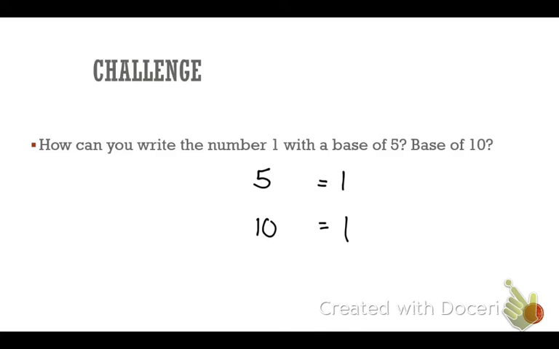Oh, that's easy. It's so easy. What? What's so easy about it? You just add the 0. Okay, so how could I make a base of 5 become a 1? Write it to the power of 0.